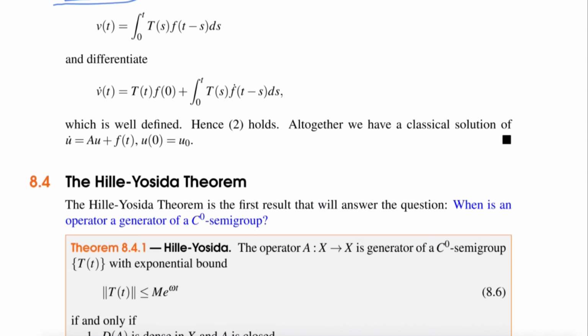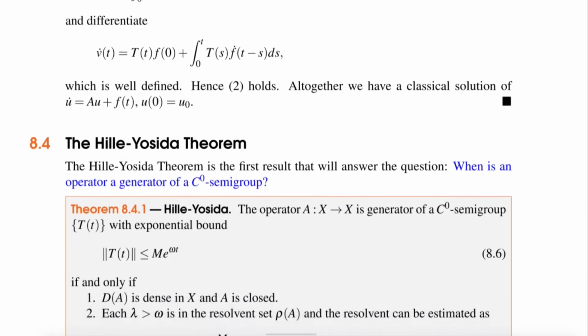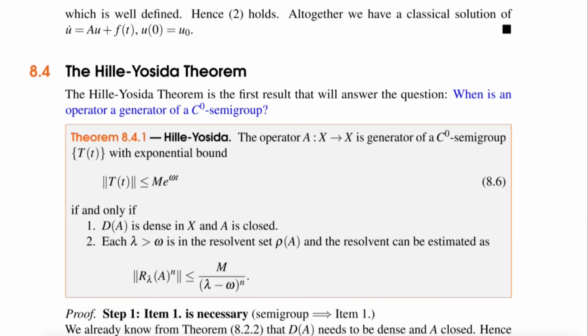And I guess you understand the importance of the question right away, because semigroups are solutions to differential equations, right? So if you have a generator, when can you find a solution? So that's another way to phrase the question. And here is the main result.